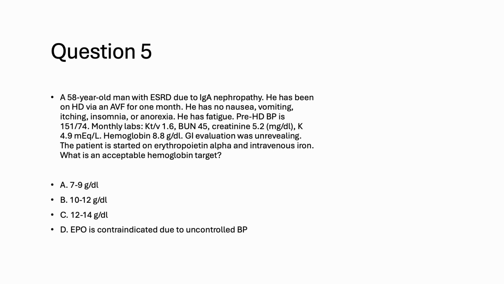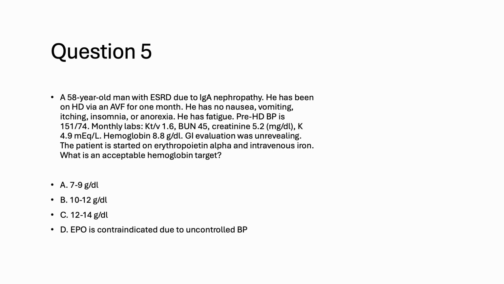Monthly labs: Kt/V is 1.6. So again, he's getting adequate dialysis, adequate clearance. Minimum is 1.2 to 1.4, so 1.6 is good. BUN is 45, creatinine 5.2 milligrams per deciliter. These numbers are pre-dialysis. The monthly labs are drawn before the patient goes on dialysis. Potassium 4.9 milliequivalents per liter. Hemoglobin is low, 8.8 grams per deciliter.